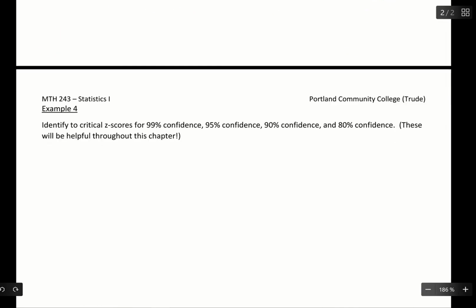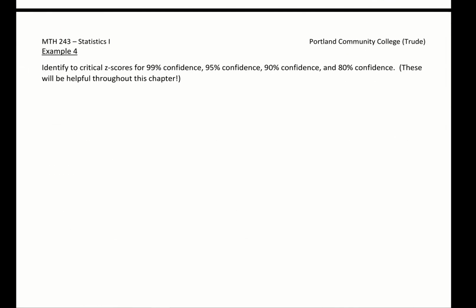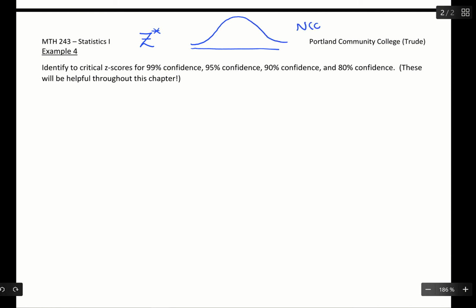Now, to make our confidence intervals, we need these critical z-scores. So that value z star that we saw in our formula before, and that value z star is coming from taking our curve and our curve for z-scores. So we'd be taking our standard normal curve, and we want to take that curve and center our percent confidence.